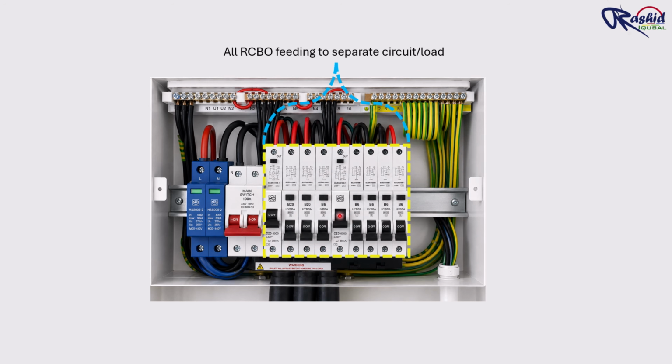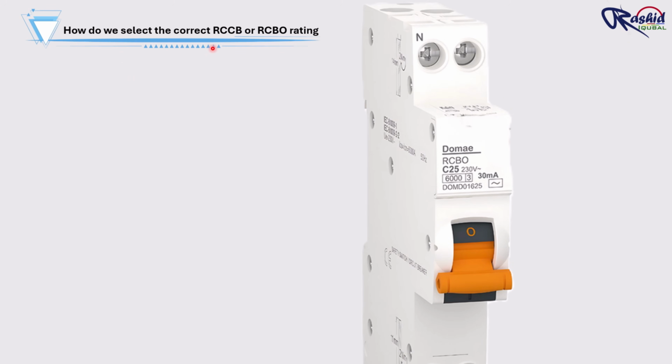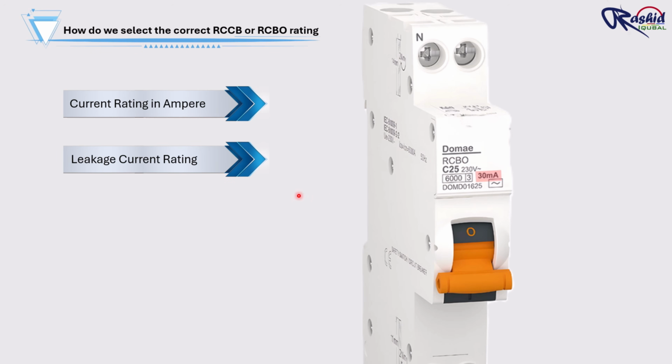Now the next question is, how do we select the correct RCCB or RCBO rating? When selecting a RCCB or RCBO, we mainly check three important parameters. First is current rating in ampere. This tells us how much current the device can safely carry continuously. Second is the leakage current rating in milliampere. This tells us the level of leakage current at which the device will trip and provide protection.